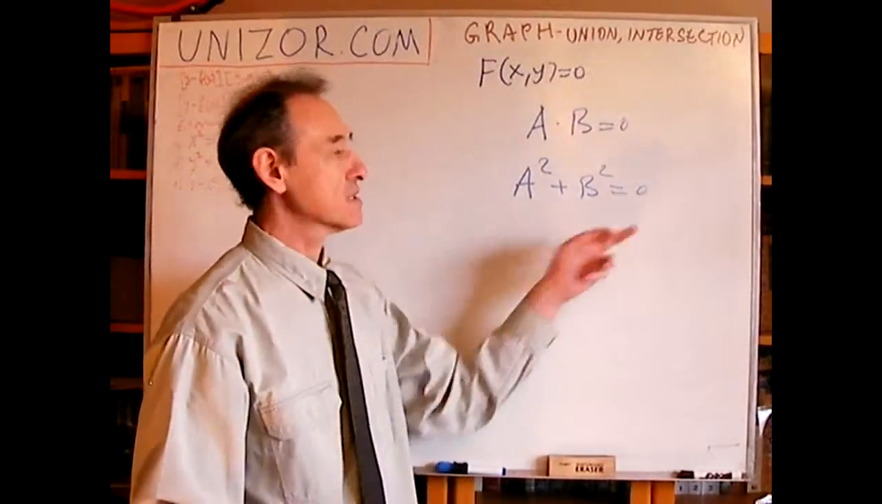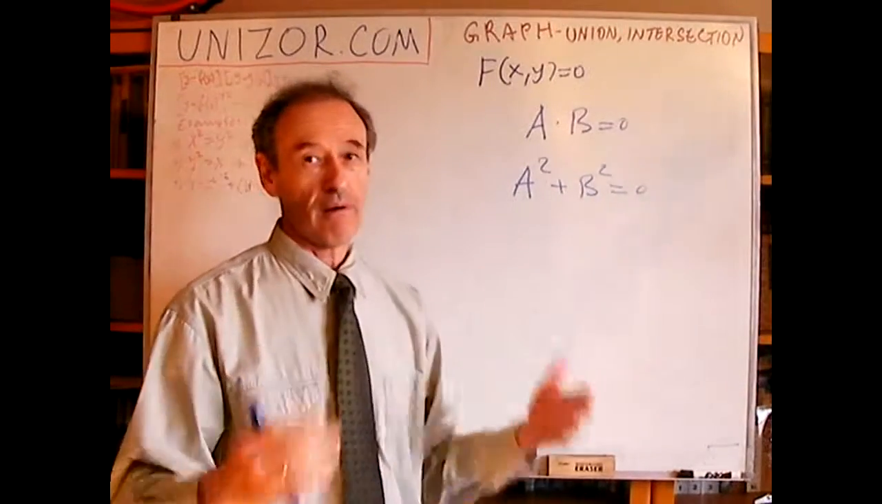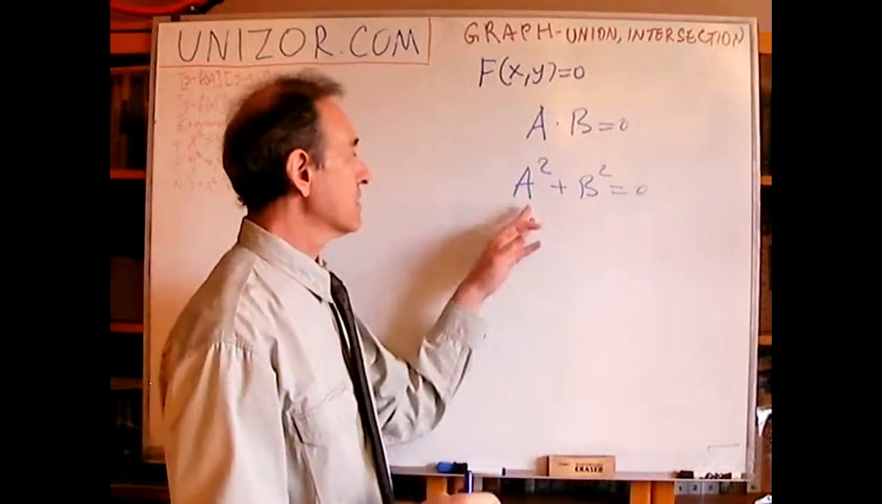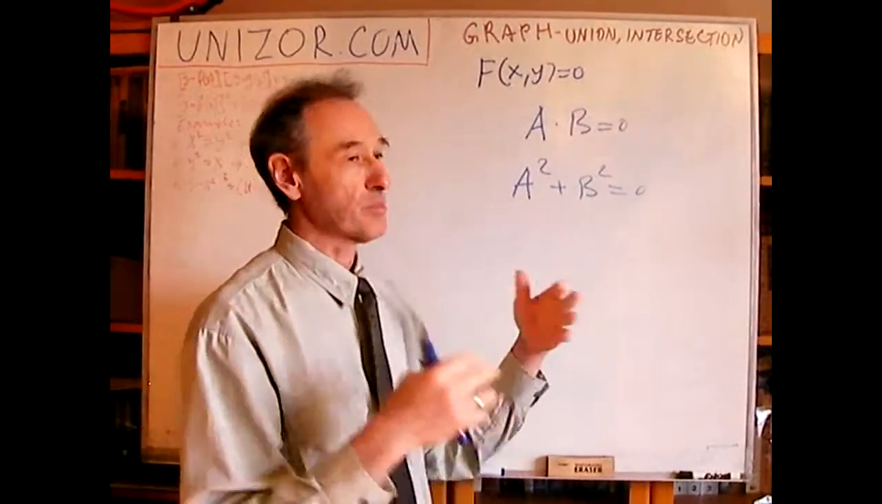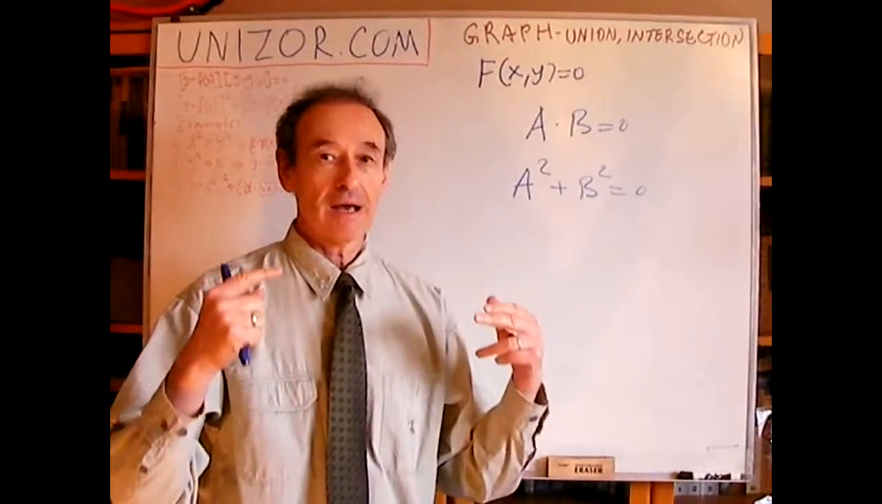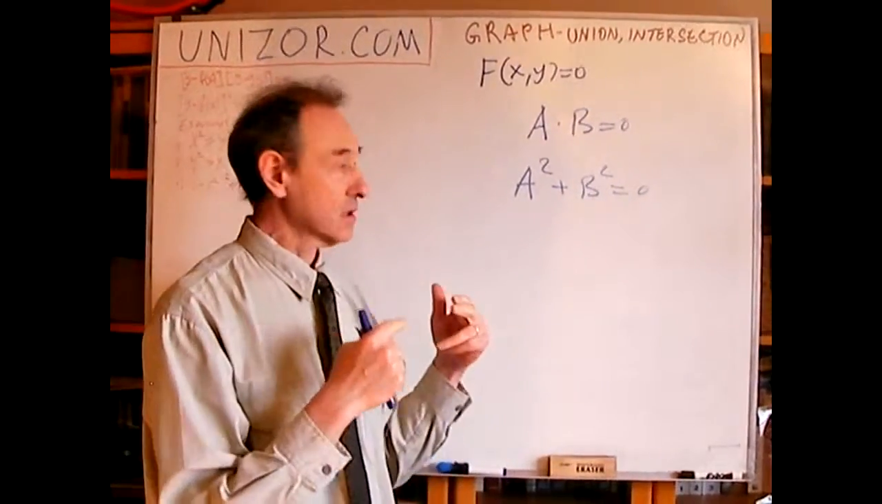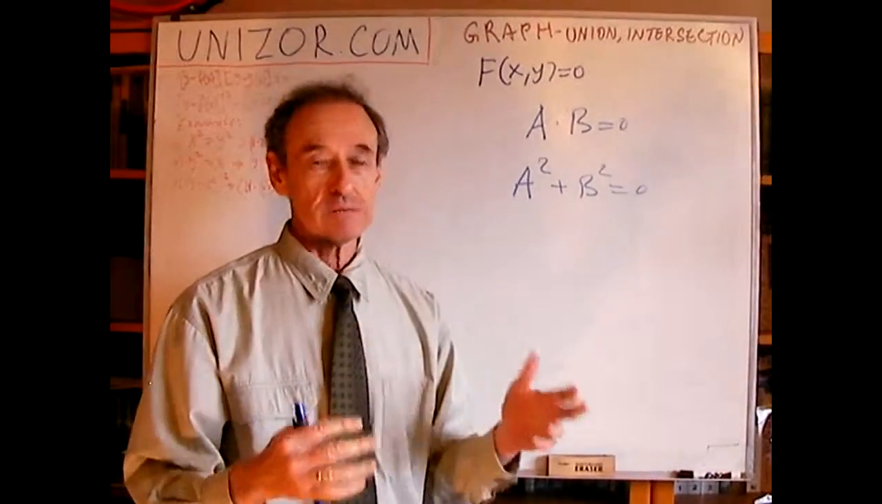Now, when is this equal to 0? Only if both A and B are equal to 0. So if this represents one particular set of points, and this represents another set of points, then this represents an intersection between these two sets of points. Both A and B must be equal to 0.